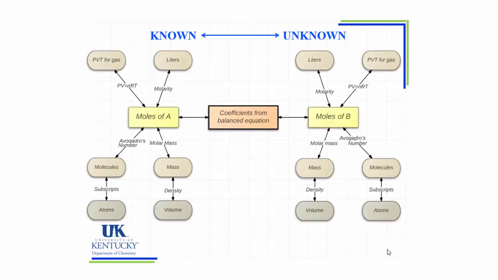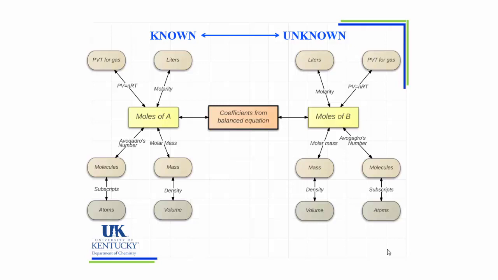So we've seen this map before, and we're going to go back to it again now that we're dealing with concentrations. What we see is that the key part of this map is that we have to have moles of A, we have to have coefficients from our balanced equation to get to moles of B. That doesn't change when we're dealing with solutions. The only thing that changes is how we get to moles.